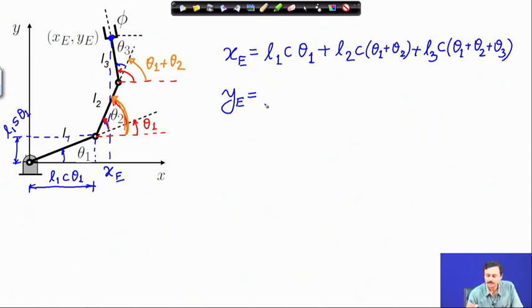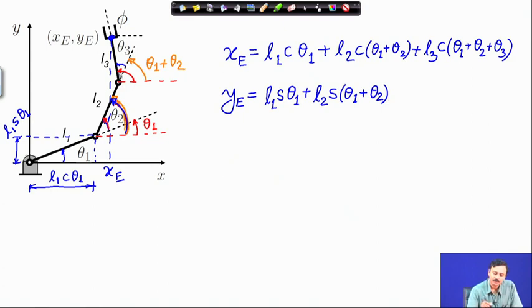So, therefore, the first term here is L1 sin theta 1 plus. Now, the projection of L2 on the y axis is nothing but L2 sine of this whole angle, and this whole angle is nothing but theta 1 plus theta 2. So, L2 sine of theta 1 plus theta 2.